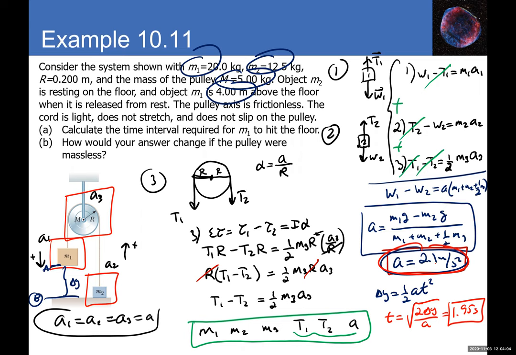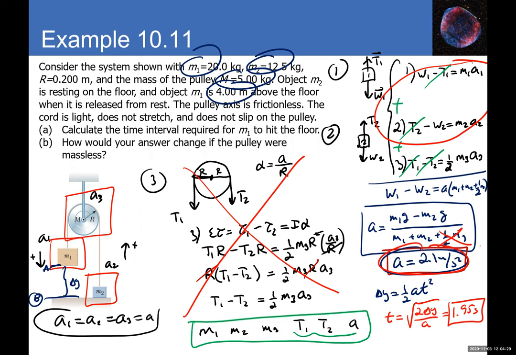Okay, so part B says, how would your answer change if the pulley were massless? Well, if the pulley were massless, then I would not have this third part of the system, and the acceleration will be just in terms of those two equations, which would have been weight one minus weight two. So this would not have been part of the equation. My acceleration would have been a little bit higher, and then my time would have been a little bit shorter.